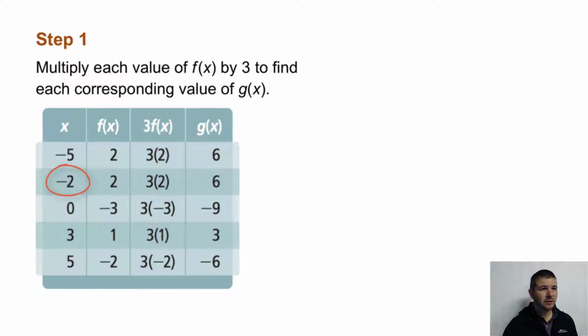Similarly, for -2 as an input value x, our output from the function f would be 2. 3 times that, 3 times 2, is also 6. So our g of x output value would be 6. Continuing on, we'd have output values for g of x of -9, +3, and -6.